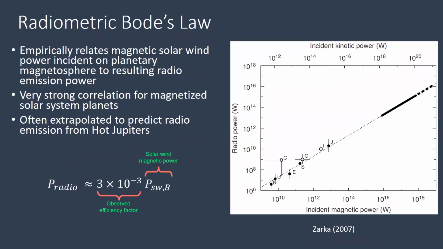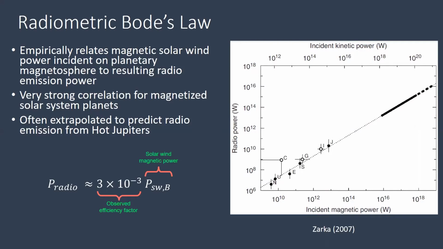For solar system planets, there exists a scaling law called the Radiometric Bode's law. Essentially, it finds that the amount of radio power you expect is linearly proportional to the amount of solar wind magnetic power incident onto your magnetosphere. You can see that it works incredibly well for the solar system planets, which are the solid circles, and even some of the Galilean moons.